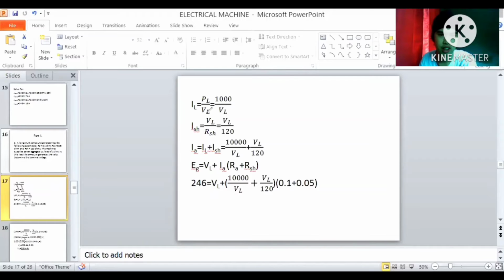IL is 1,000 VL over voltage, then plus IH, which is voltage VL over 120. So EG equals VL plus IA times RA plus IH. So EG equals 246 equals VL plus 10,000 VL plus VL over 120 times 0.1 plus 0.5.